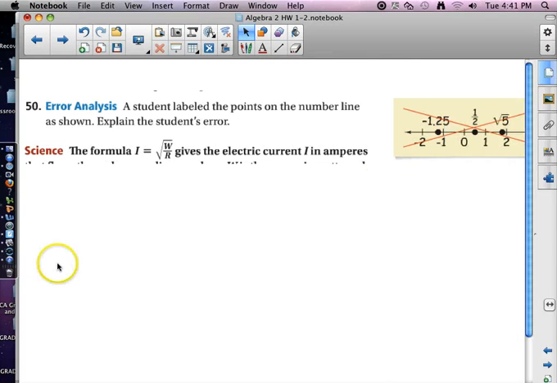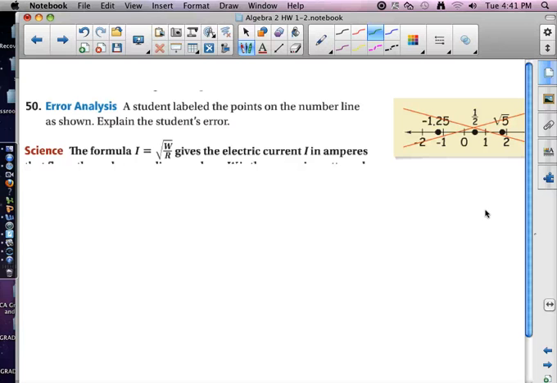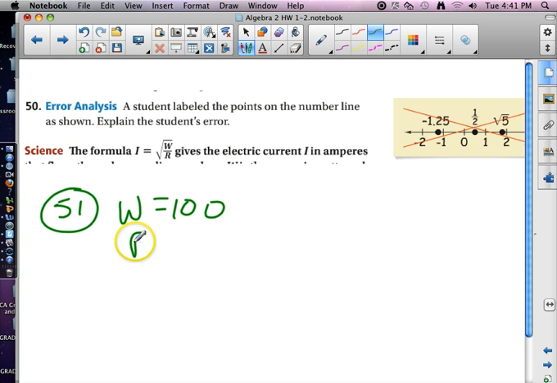Next one on the list has to do with this science formula. I equals the square root of W over R, and there are a whole bunch of problems down below that they want you to use. And for number 51, it says we're going to use W as 100 and R as 25. And literally what they want you to do is just use this formula and get an answer. So I equals the square root of W over R.